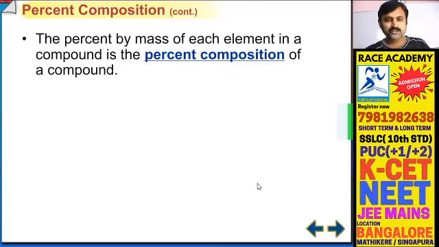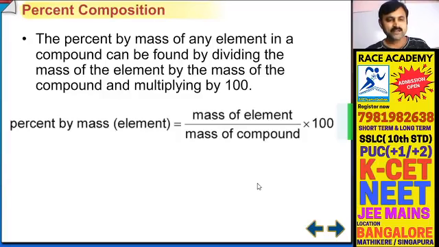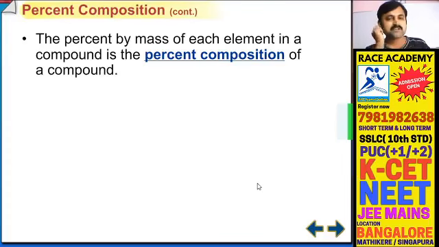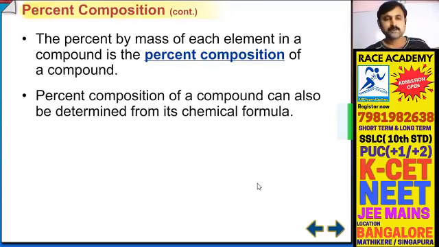The percent by mass of each element in a compound is called the percent composition of the compound. What is the point discussed here? The percent by mass of an element formula is shown. The percent by mass of each element in a compound is the percent composition of the compound. Same definition. So the percent composition of a compound can be determined from its chemical formula.